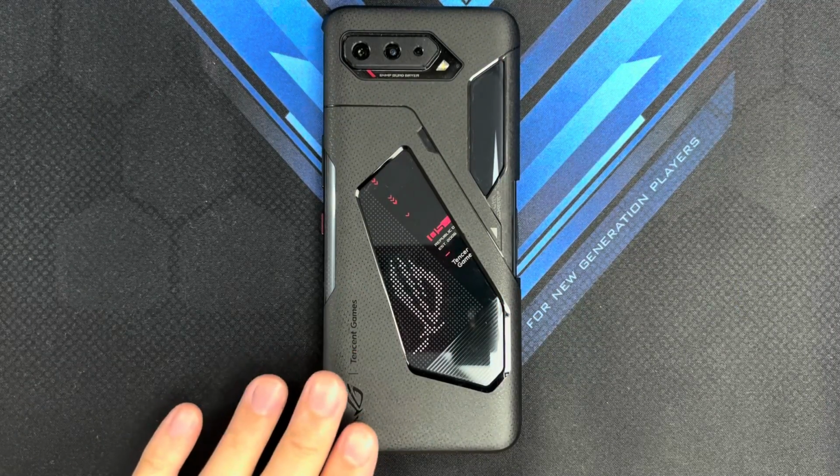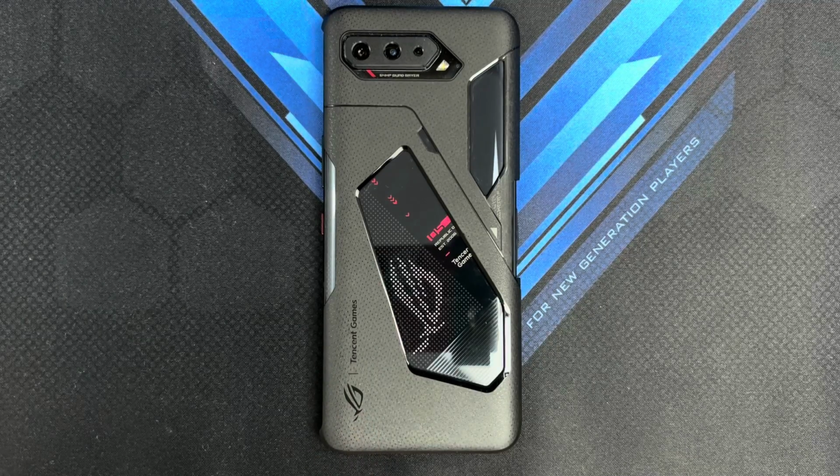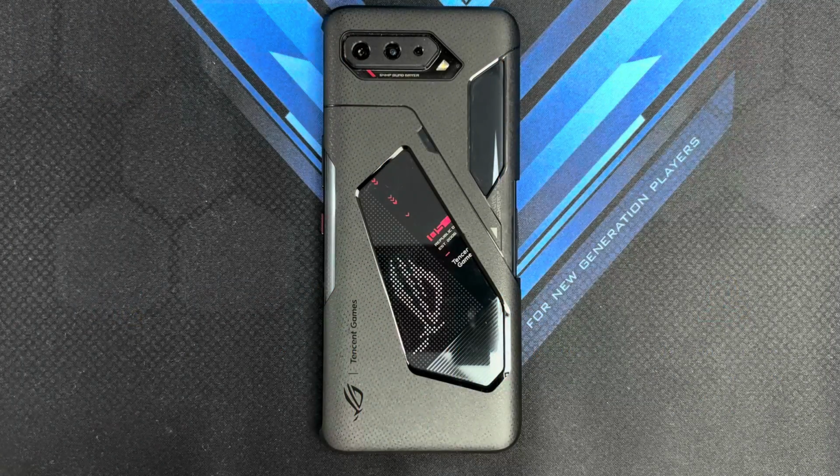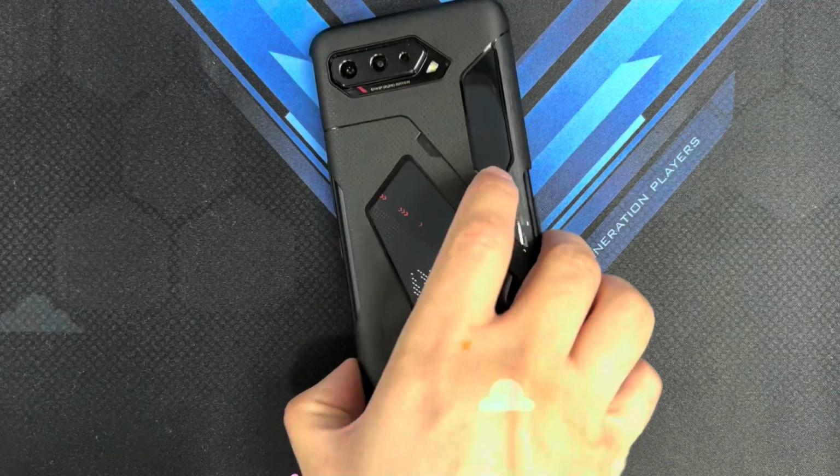So in this case, I'm going to be testing it out on my ROG Phone 5. It's a very straightforward installation, guys, and it's not going to take you more than 5 minutes. And what's great here is that it's undetectable once installed, and it works on Android phones with Android versions 6 up to 13. So it will support the majority of the Android phones that are out on the market right now. So I'll show you guys how to install it.